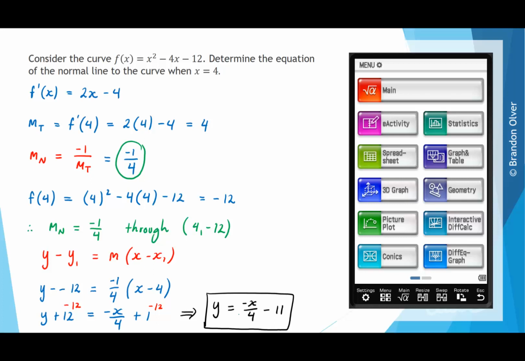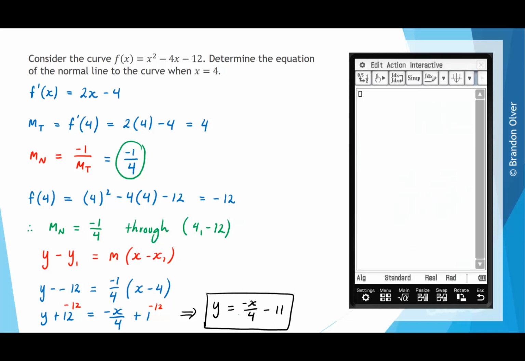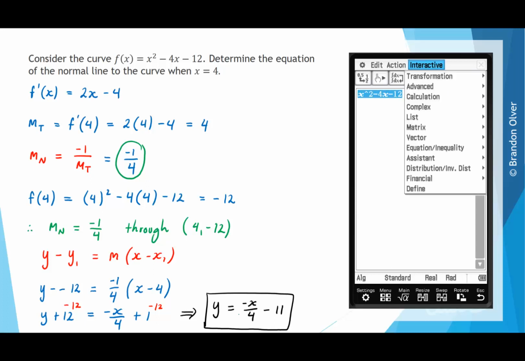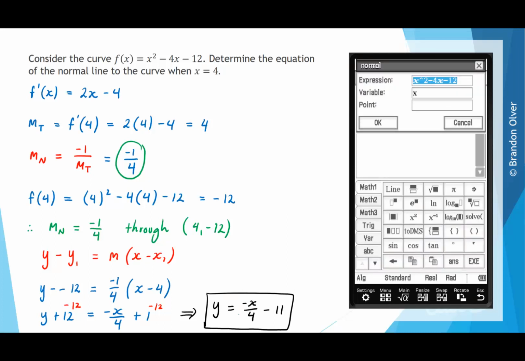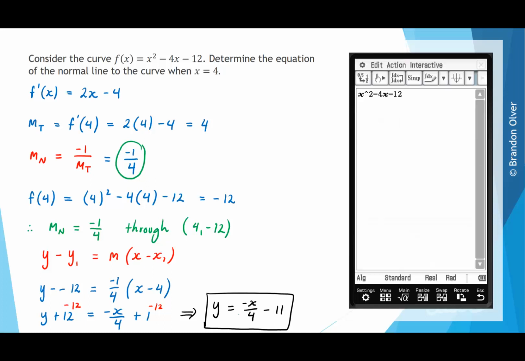On the CAS calculator, go into the main menu. Next, what we want to do is type in the equation that describes the curve f of x. So that was x to the power of 2 minus 4x minus 12. And now what we want to do is calculate the equation of a normal line. So we can highlight that expression and go interactive, calculation, line, and then we want a normal, so we click normal, and that gives us the expression for f of x. And the x value, where we want the normal line to be calculated, is at x equals 4. So we'll put 4 in there and press OK.